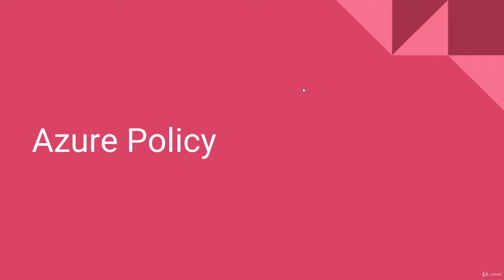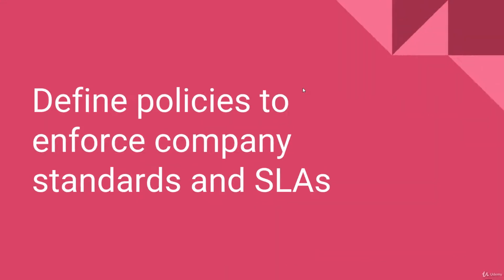So in the last video, we saw that we used Azure Policy to enforce the tag default value on resources. But what is Azure Policy? It actually has a wider use beyond just tagging. You can use the Azure Policy Service to define policies that will enforce your company's standards and service level agreements across all of your resources or specific resources.